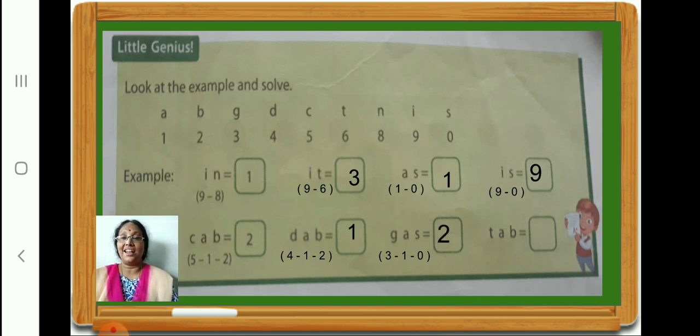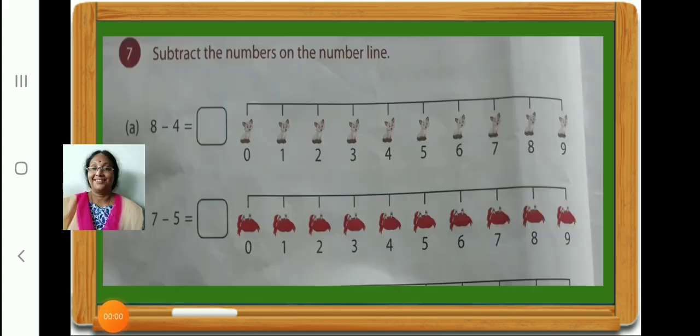Now let us do the last one, that is TAB. Value of T is 6, value of A is 1, value of B is 2. Therefore let us write 6 minus 1 minus 2. Now 6 minus 1 is 5, 5 minus 2 is 3. Therefore let us write 3 in the box. Finish writing, children? Children, go to page number 50, that is 50.